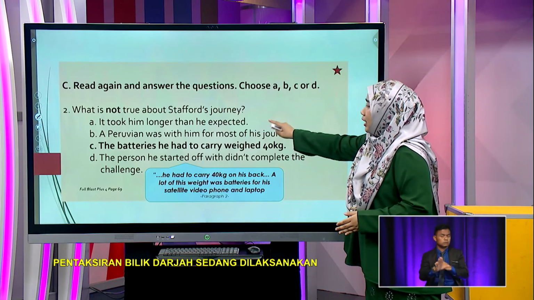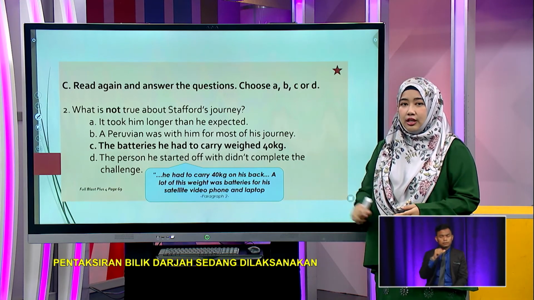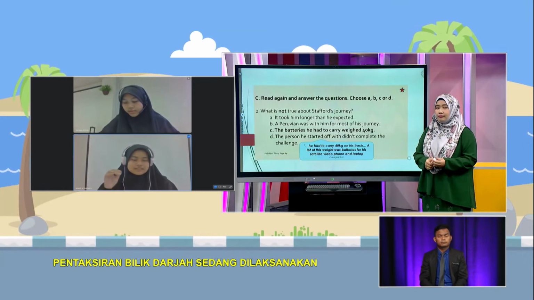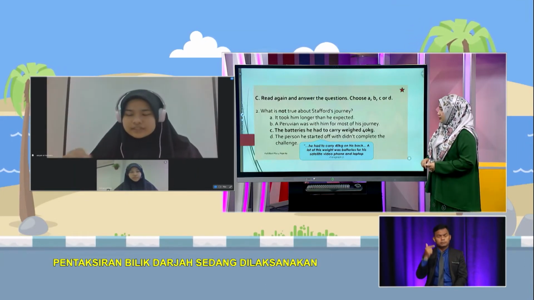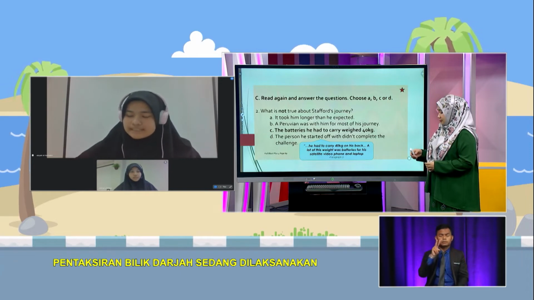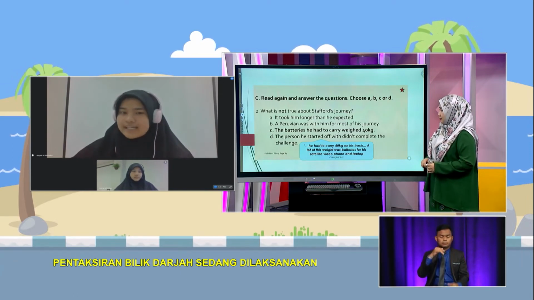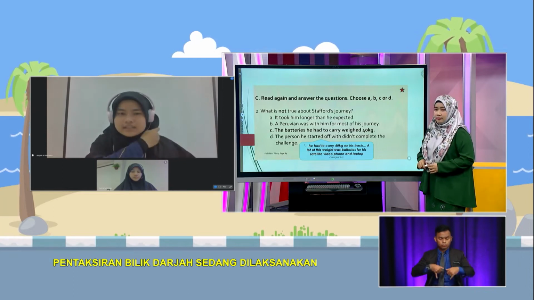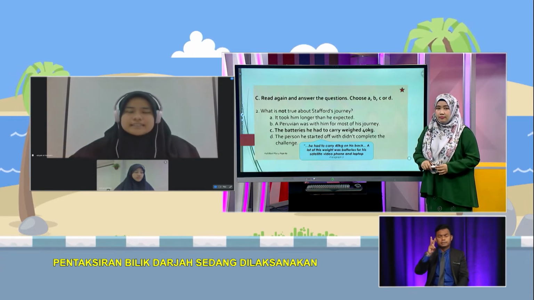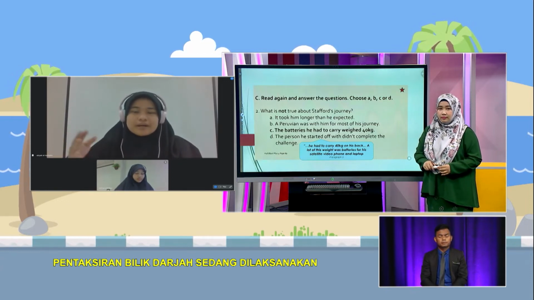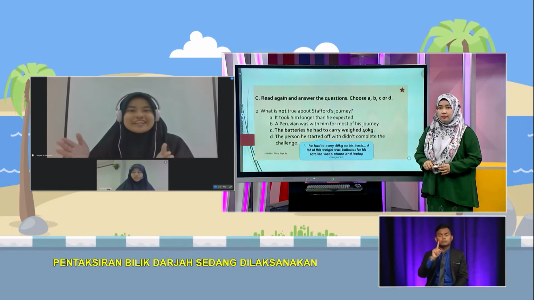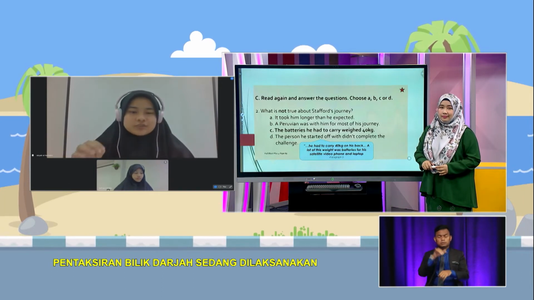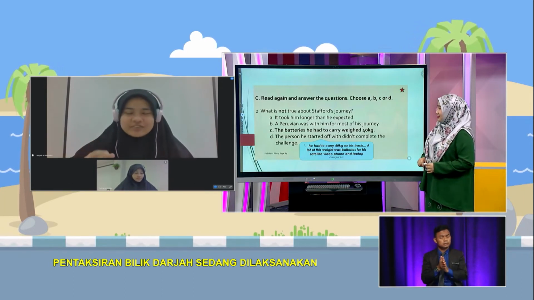Okay, now let's look a little bit deeper. What about A? Why is A not the answer? A is not the answer because in the second paragraph, third and fourth line, it said that, "However, by the time he reached the Atlantic Ocean on the other side of the continent, he had been walking continuously for 860 days." He estimated that he needed a year, but it dragged on to 860 days, which is true. It took him longer than he expected. So A is not the answer to the question.